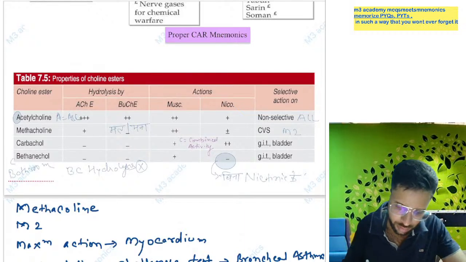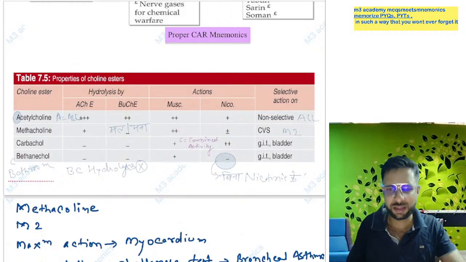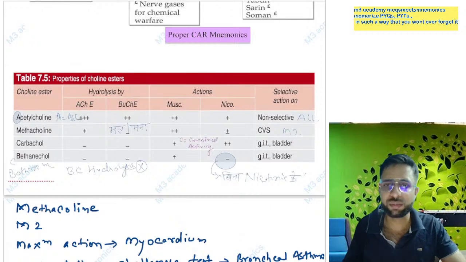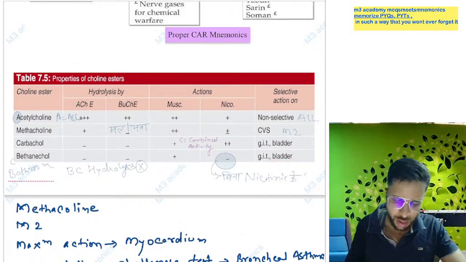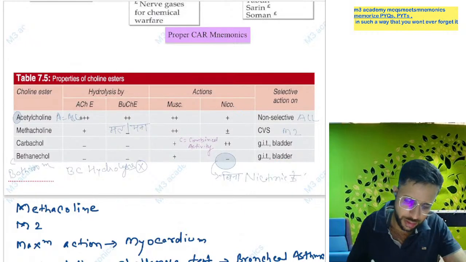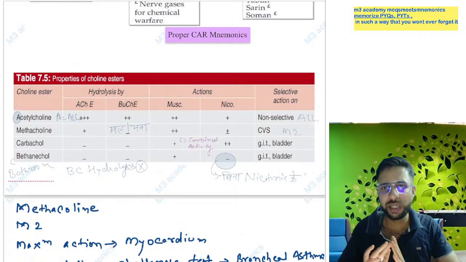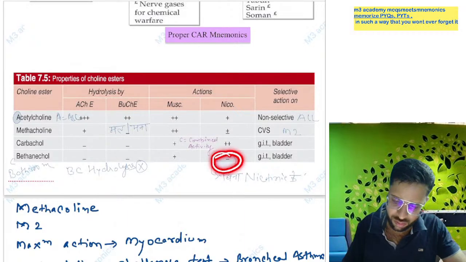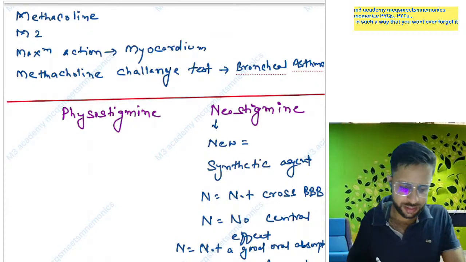Now methacholine is not hydrolyzed by butyrylcholinesterase or pseudocholinesterase. Carbachol, C4, you can say combined activity, so it has both muscarinic and nicotinic activity. And bethanechol means bathroom, it acts on the bladder, and bethanechol is not hydrolyzed by acetylcholinesterase or butyrylcholinesterase. So bethanechol, B for block hydrolysis, is without hydrolysis, and nicotinic activity is also not present here. You can be asked this here.